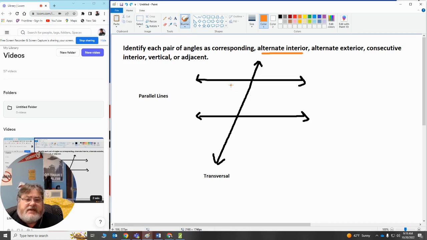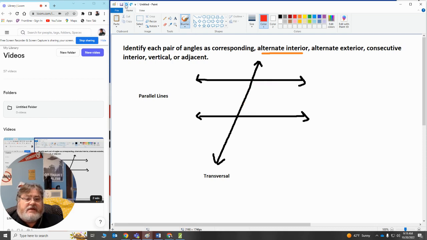So in other words, if angle X, its alternate interior angle would be angle Y. Again, to be interior, it's inside the two parallel lines, and it's on the opposite sides. Okay, and then we also have, we'll call this angle A. Angle A's alternate interior would be angle B. That's alternate interior angles, okay?